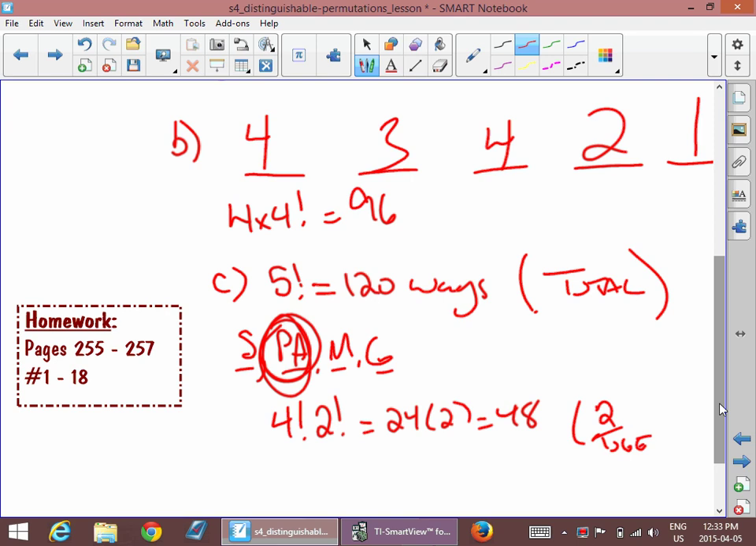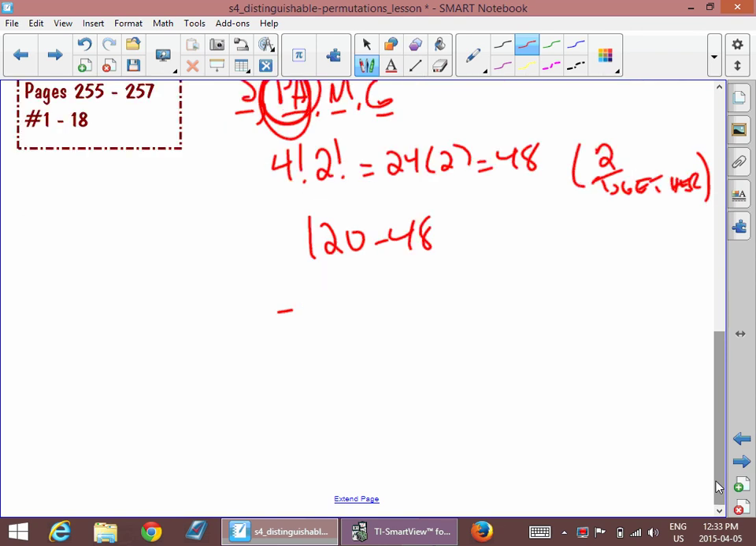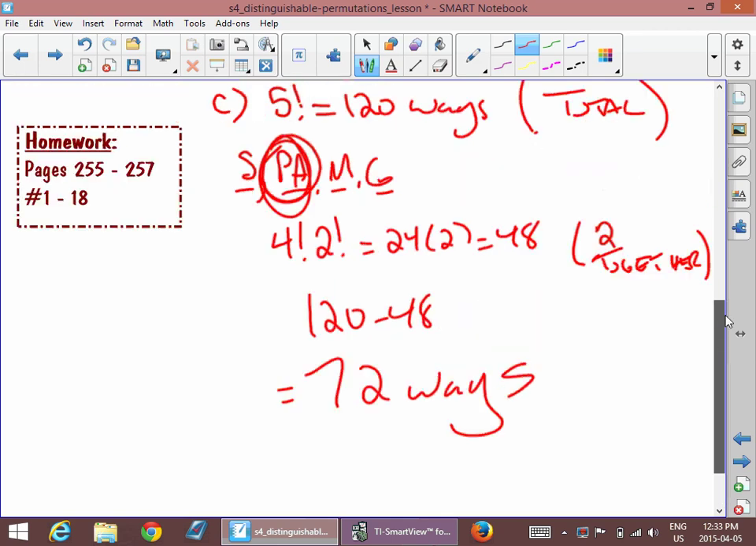So to figure out the number of ways in which they are not together, you merely take the total number of ways and subtract the number of ways where they are together. And you get 72 ways.